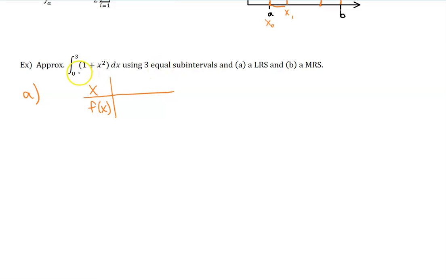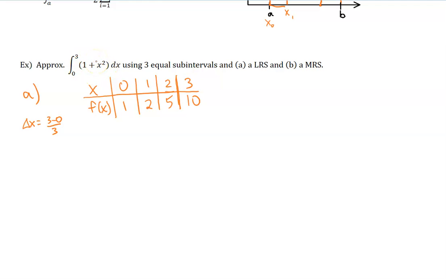So if I have 3 equal subintervals, and I'm going from 0 to 3, each one is going to have a width of 1. Okay, and I'm just going to make a table like this so I can keep track of my points. That one's pretty intuitive because the length is 3 and there are 3 subintervals. But remember, you can find the width by doing b minus a divided by n. So delta x equals 3 minus 0 divided by 3, which gets us 1. Okay, so I'm going to go ahead and plug in the values here. So f of 0 is 1, f of 1 is 2, f of 2 is 5, and f of 3 is 10. Okay, that's just plugging those into the function f of x.